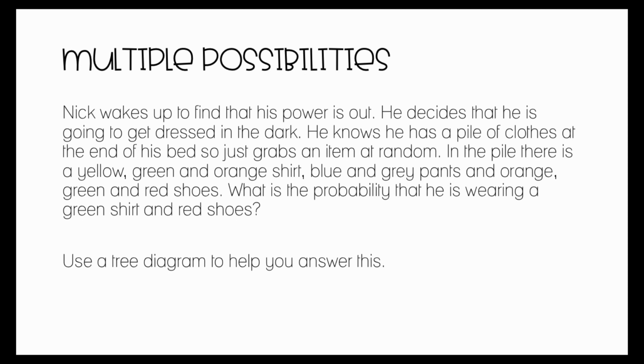So we're going to draw a tree diagram to represent this. Now because there are multiple items and we're talking about colours occurring within different items, like a green shirt and green shoes, it can get a little bit confusing. So using symbols can be quite helpful. So we have our man, what did I call him again? Nick. So we have Nick here.